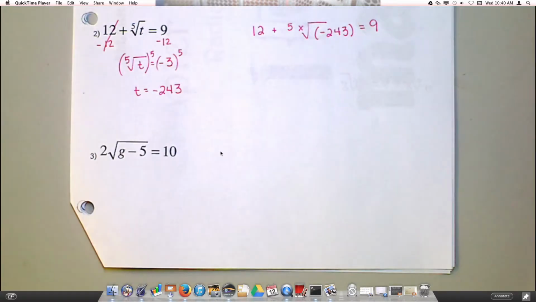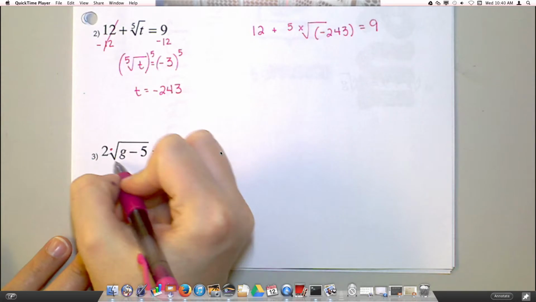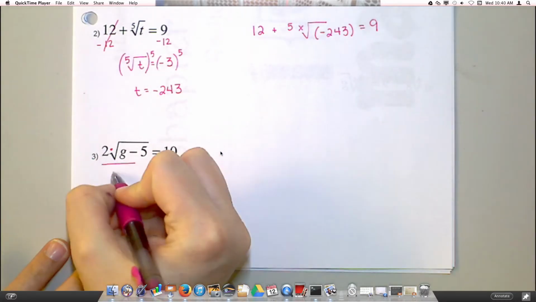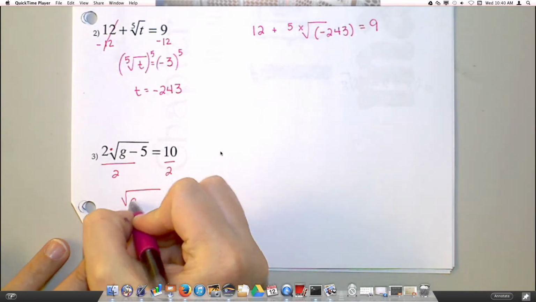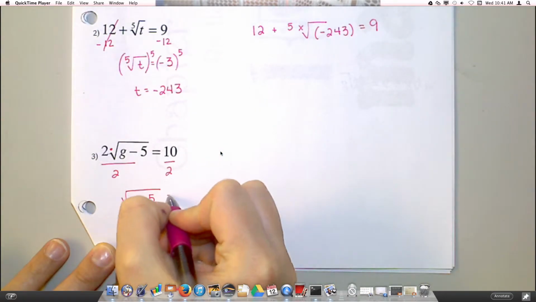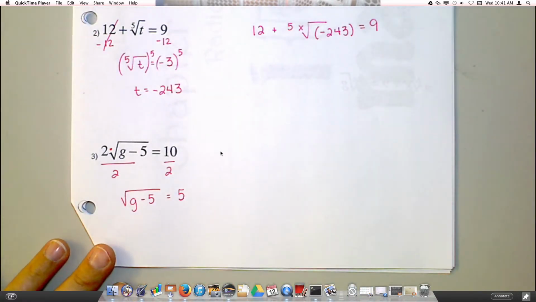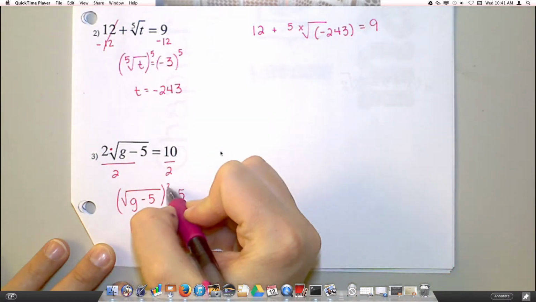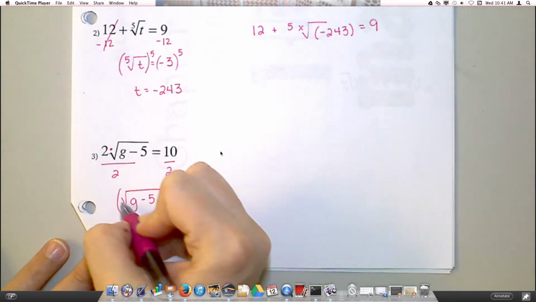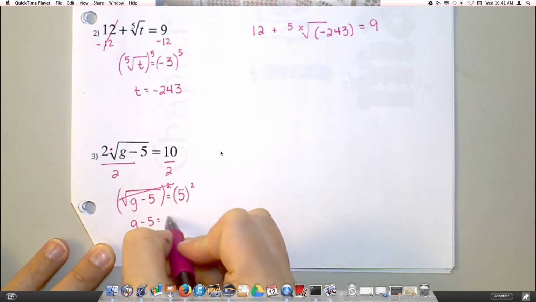Okay, the 5 is stuck inside the radical, so I can't take it out until I get rid of the radical. Let's divide by 2. This is like 2 times the square root, so let's get rid of the 2. So now I have the square root of g minus 5 is equal to 5. Now there's no number here, so how do I know what power to raise it to? 2. Okay, it's a square root, right? So I would raise this to the power of 2. Now what you have to watch out for is you're going to end up with g minus 5 equals 25.